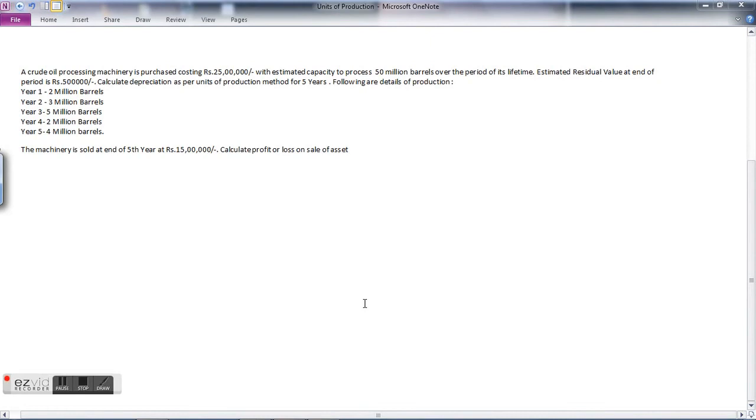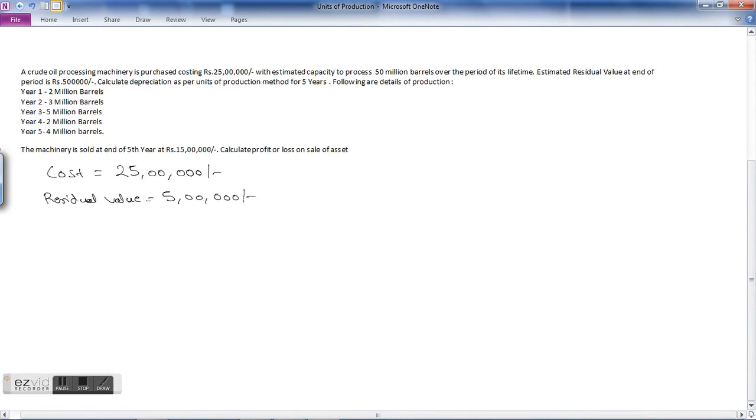Okay, so now let's see what is the production capacity. Production capacity of the machinery is 50 million barrels. Cost, 25 lakhs. Residual value. Now residual value is not at the end of 5 years, remember, it is at the end of the period. That period is not mentioned here. Okay, correct.